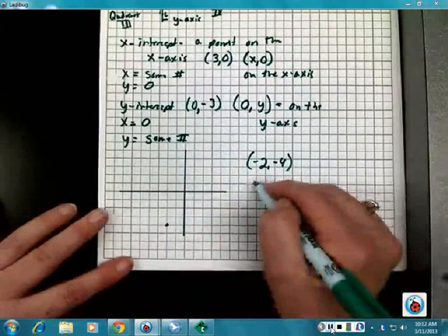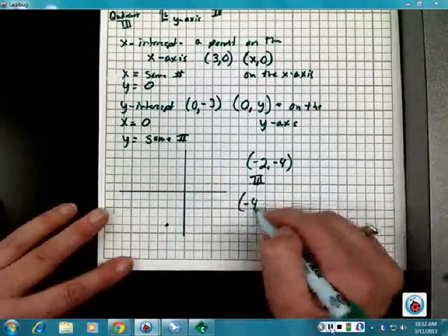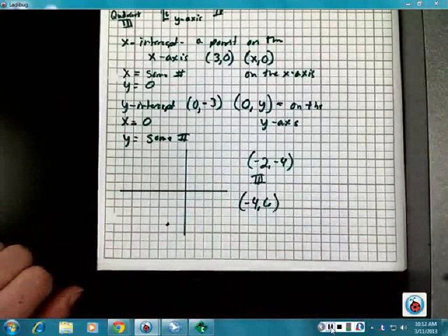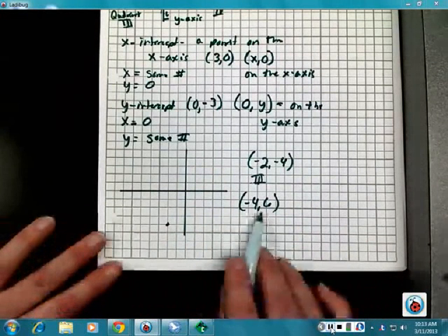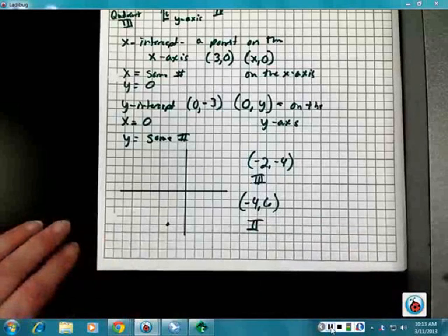So this was quadrant 3. How about this one? -4, 6. Where's that one at? You want to put your, whatever you're at, huh? At 2? Quadrant 2, okay. And then where do we go with that one?